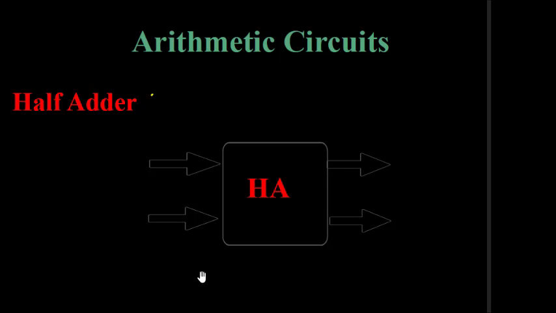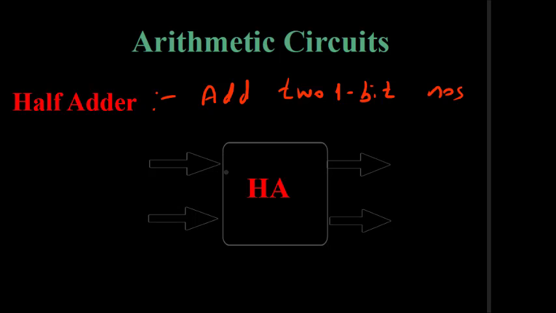This is lecture number 21 and we'll be doing arithmetic circuits, which can do arithmetic operations. You start with the very first, half adder. So half adder is a combination logic circuit which can add two 1-bit numbers. It can add two 1-bit numbers.